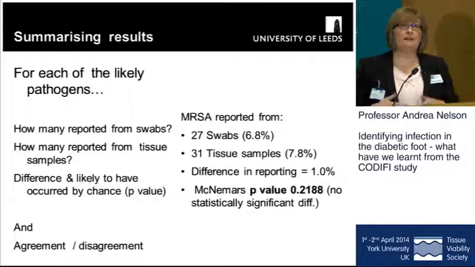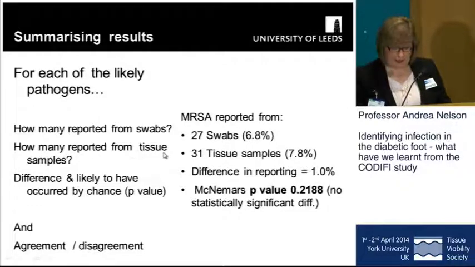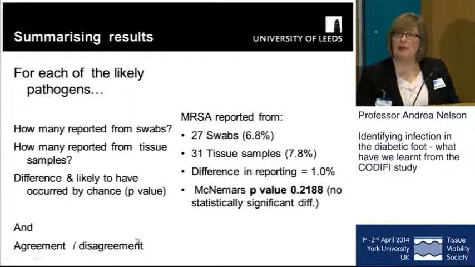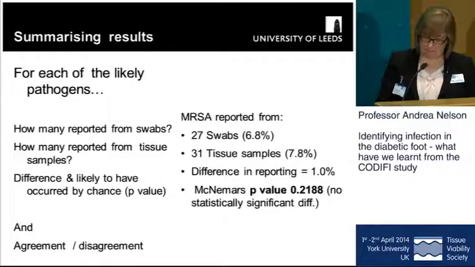For each of the results that I present, you will see the proportion of swab reports that reported that pathogen, and the proportion reported from the tissue samples, and then the difference between these two, and the extent to which we're confident that couldn't have happened by chance by reporting the p-value. I'll also summarise the agreement and the disagreement. So this is difference at the top of the slide and agreement and disagreement at the bottom.